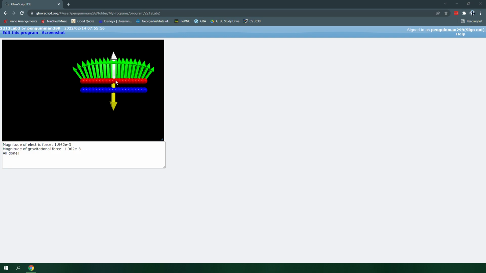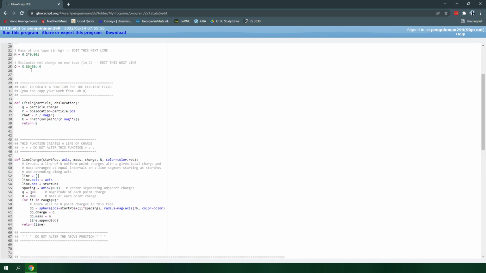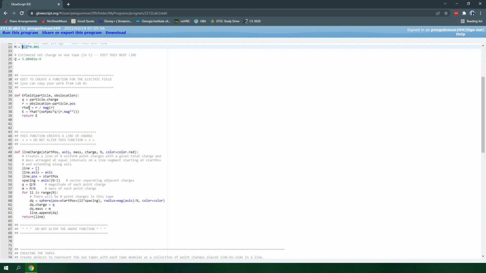And so in my experiment for this, the top tape floated about 3 centimeters or 0.03 meters above the bottom tape. The tapes are each 0.2 meters long, and they weigh about 0.0002 kilograms. So the gravitational force comes out to be this 1.962 times 10 to the negative 3 newtons, and it's pointing downwards, as you can see, represented by this yellow arrow.